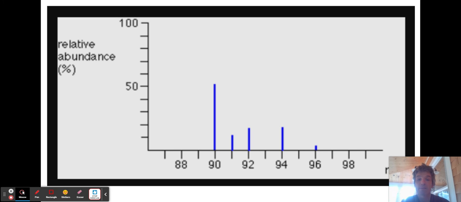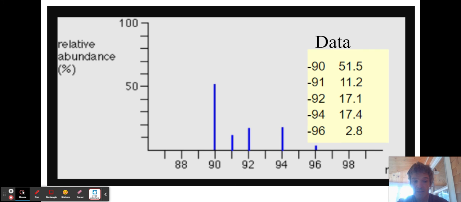Now, when I look at this graph, what's the data that I get? Here's the data. Now, you wouldn't necessarily be able to get these exact numbers, but let's just say you had a machine that did this, which you would be able to read from a computer printout. How do I calculate the average atomic mass from this graph?